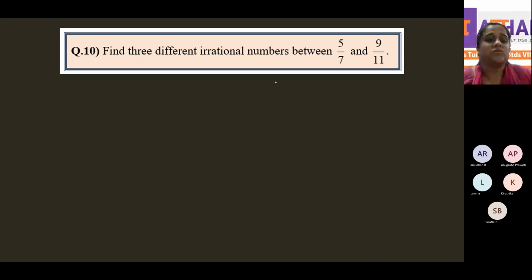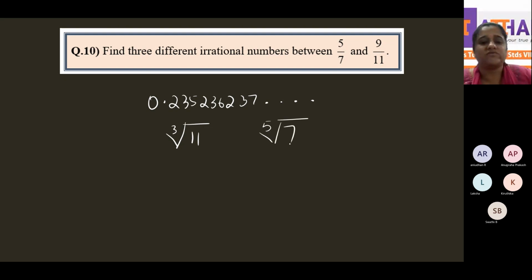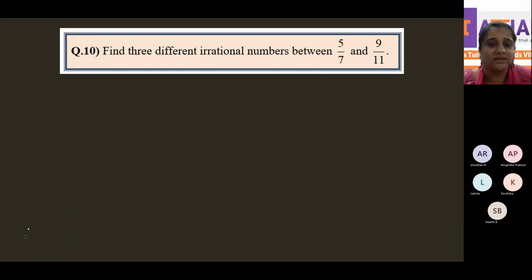Okay, now coming to this question. If we have to simply write three irrational numbers, you can write 0.235, 236, 237, going on forever. This can be one answer. Then you can write something like cube root of 11, fifth root of 7. But here we have to write three numbers between 5 by 7 and 9 by 11. So you should first find the decimal expansion of 5 by 7 and 9 by 11. See here.